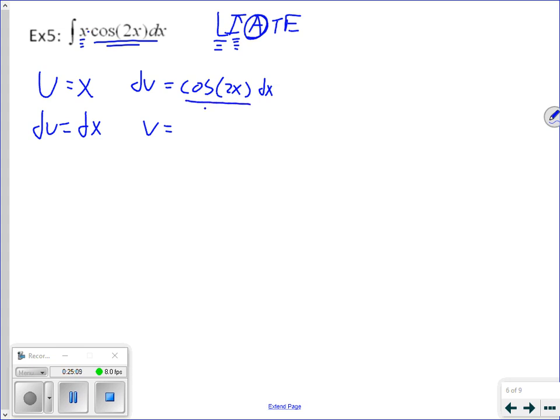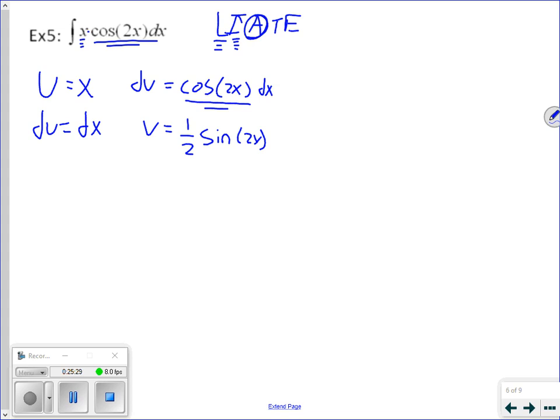Now the integration of cosine 2x, you can do u sub if you want, but remember what I talked about with constants. The 2x would just be accounted for as a 1/2 coming out. So I'm just going to simply put this as 1/2. And the integration of cosine is sine, so sine of 2x.